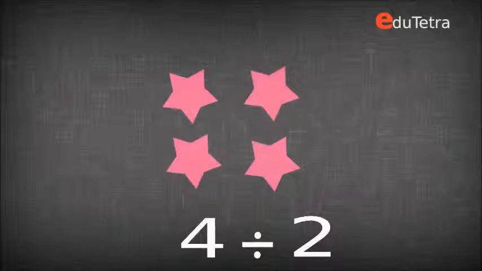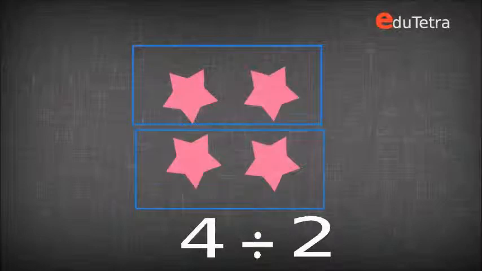Star 1 and star 2 form a group. Similarly, star 3 and 4 form another group. Now, we don't have any more stars left to make another group. How many groups of 2 did we make? It's 2 groups. Hence 4 divided by 2 is 2.